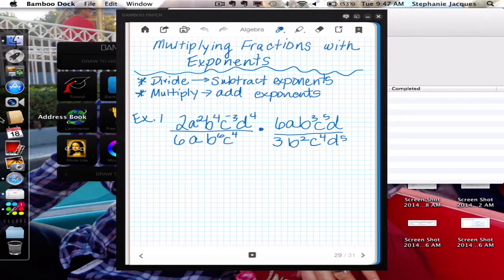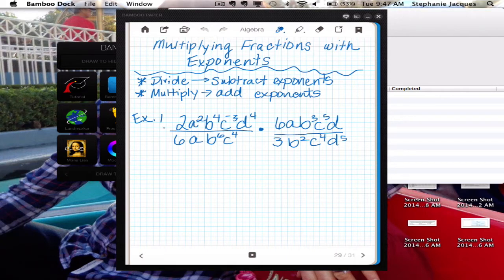So let's look at this complex problem here. We have example 1, we have 2a squared, b to the 4th, c to the negative 3rd, and d to the 4th all over 6a, b to the 6th, and c to the 4th times 6ab to the 3rd, c to the 5th, and d all over 3b squared, c to the 4th, d to the 5th. Now this looks huge, but let's break it down into simple problems.